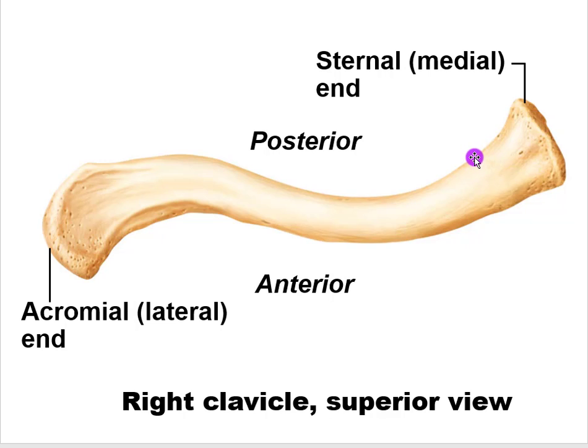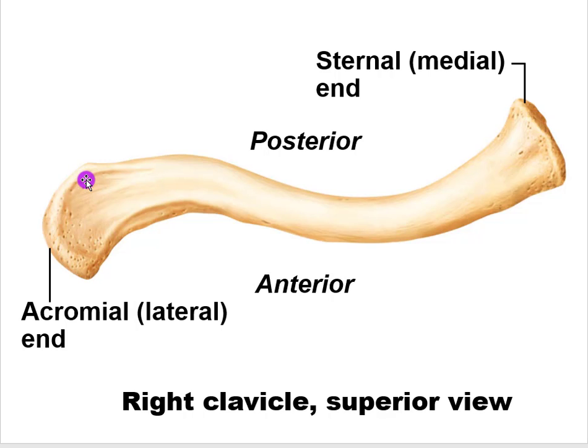This is a bird's eye top-down view, and we see two ends to it. This is one end over here, this is the other end. And so this medial part is called the sternal end. And why is it called that? Because it articulates with the sternum. This end over here is called the acromial end.